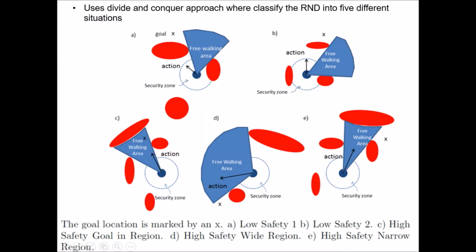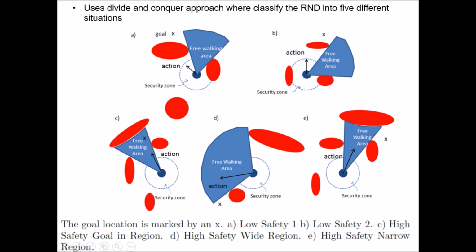For the Nearness diagram, it uses the divide and conquer strategy, in which it classifies the robot's situation into 5 different situations. So this is situation A, B, C, D, E. For the A situation, the first situation, this is actually the safe direction of the robot, and then it will detect some sort of obstacle.